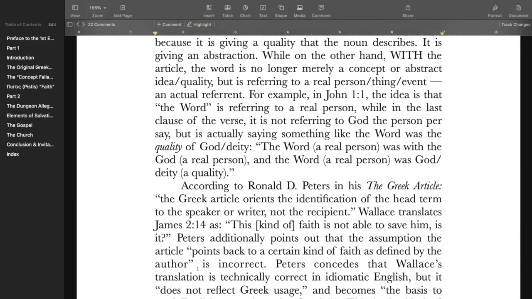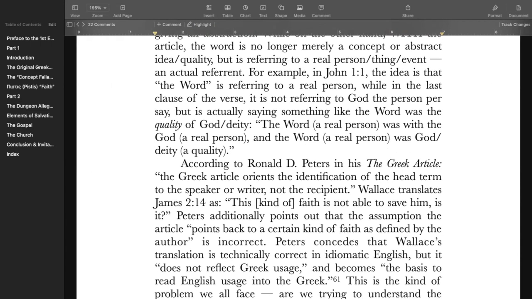So then I summarize what he says in the book that we just read. According to Ronald Peters, the Greek article orients the identification of the head term to the speaker or writer, not the recipient. And that's the key difference, I think, between the Greek and the English article based on what he says.